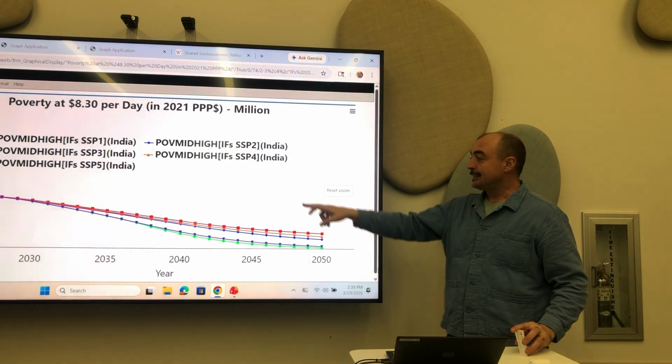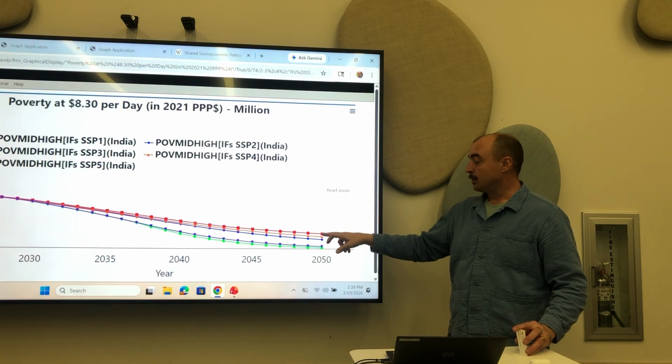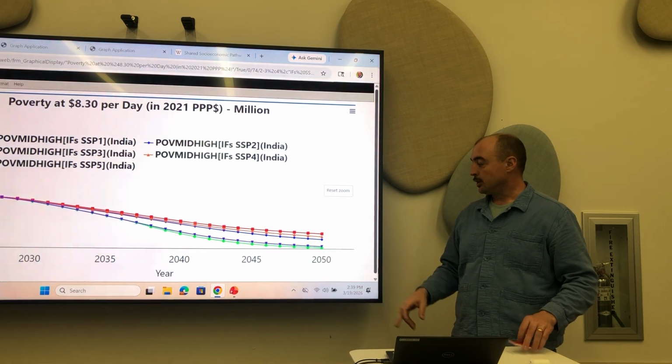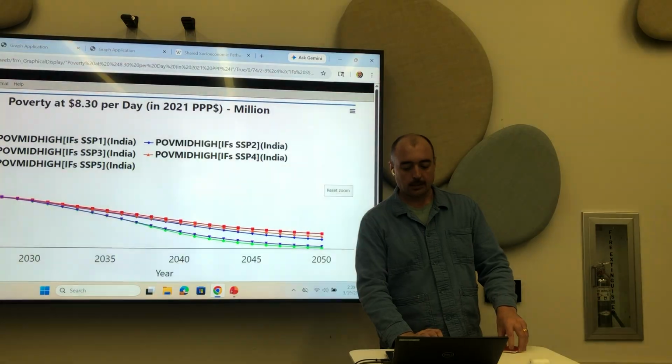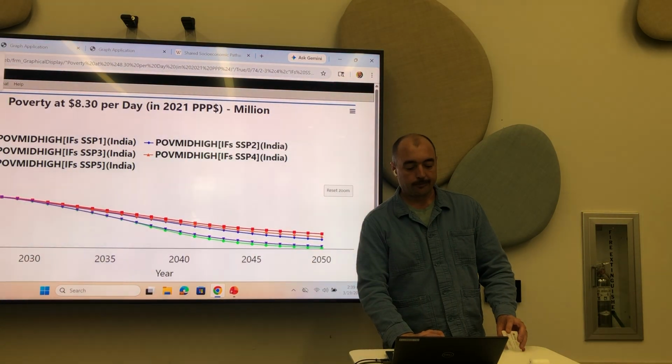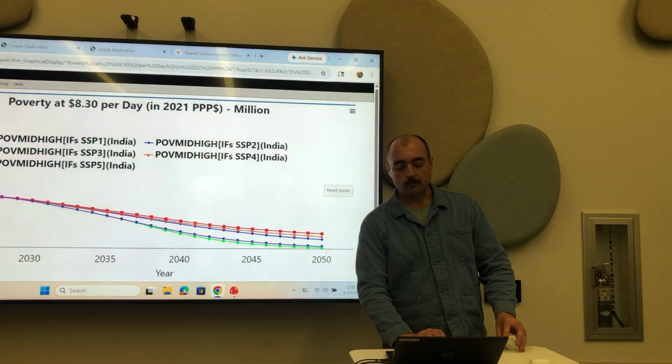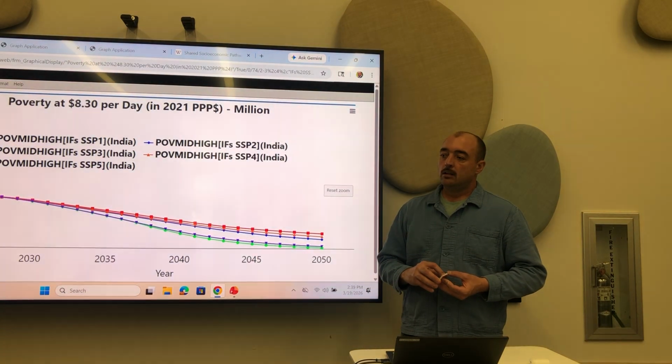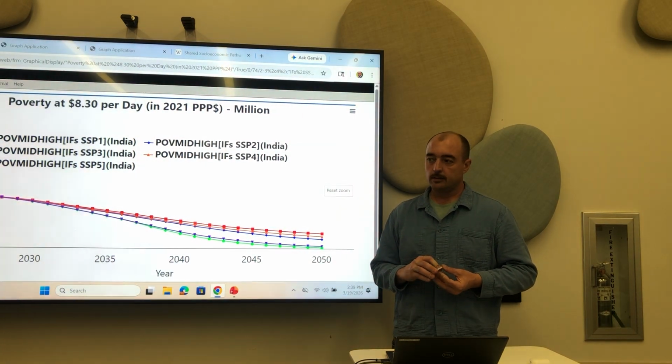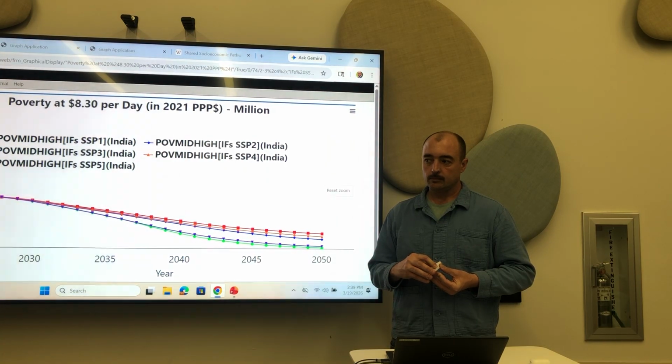And you can see it still gets better in all these worlds, but this inequality world is much worse. Yeah. So if we take any of these scenarios, but particularly the reshoring scenario, to what extent is that just market driven, or is it the result of explicit policies?